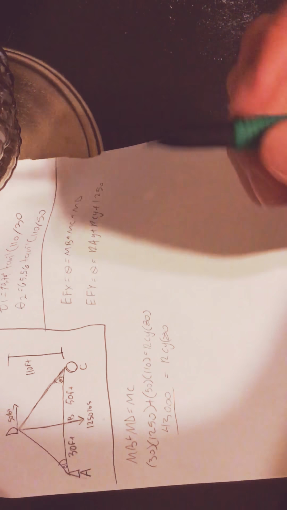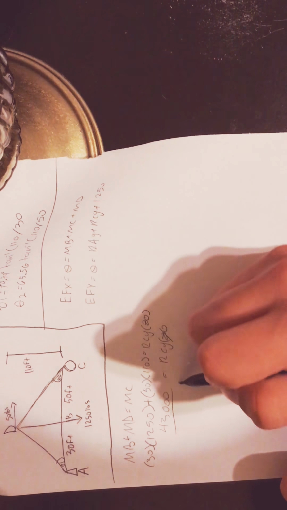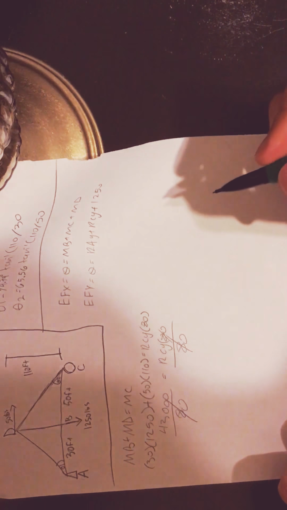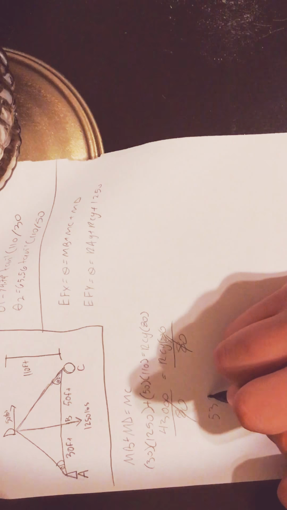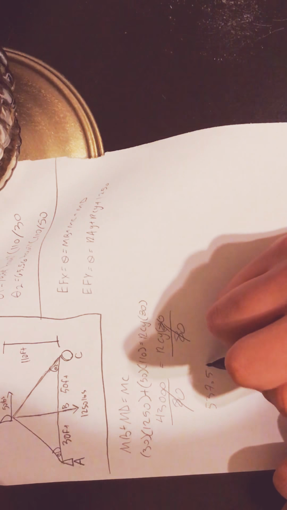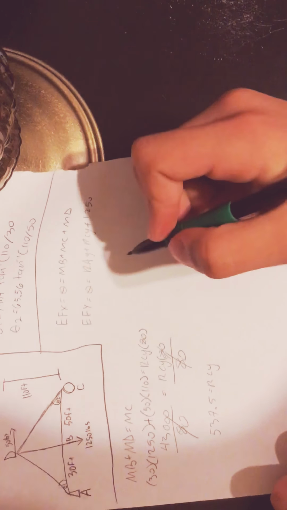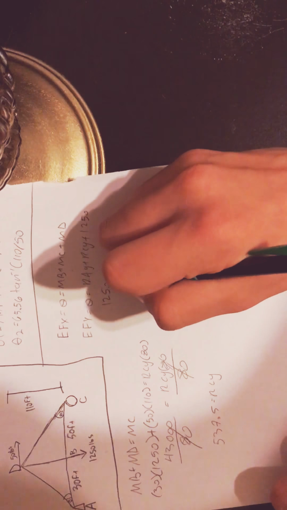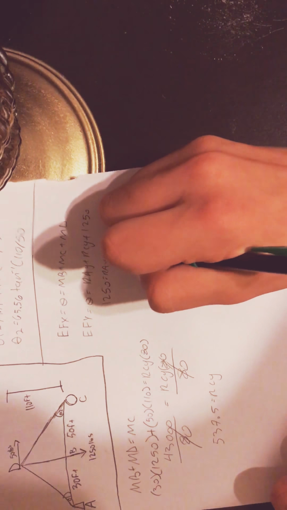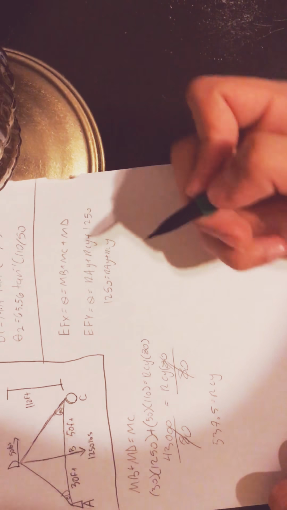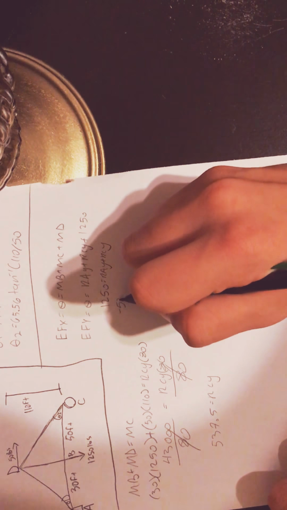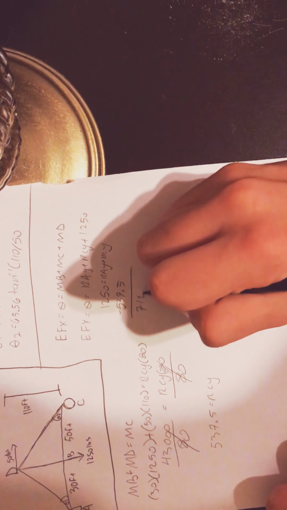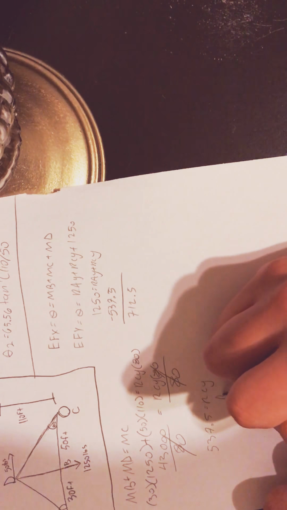We're going to have to get Ricky by itself, so we're going to divide 80 on both sides. For that, I would get 537.5, which equals Ricky. And to find Ray, we just subtract Ricky from the 1250. So 1250 equals Ray plus Ricky. We already found our Ricky, so we're going to subtract Ricky from the 1250. We're going to do 1250 minus 537.5, and that would equal 712.5. So that's our Ray.